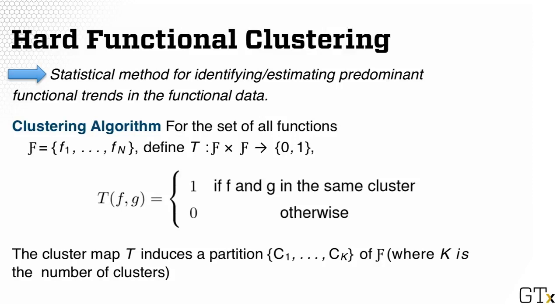What does hard clustering mean? It means identifying a clustering map from the set of pairs of any two functions in a set of functions to be clustered, which is called here on the slide F. And the clustering map takes values 0 or 1 only, where the clustering map is 1 if the pairs are in the same cluster, and 0 otherwise. Thus, the clustering map T induces a partition of the set F, the functions F, with k different partitions or clusters.